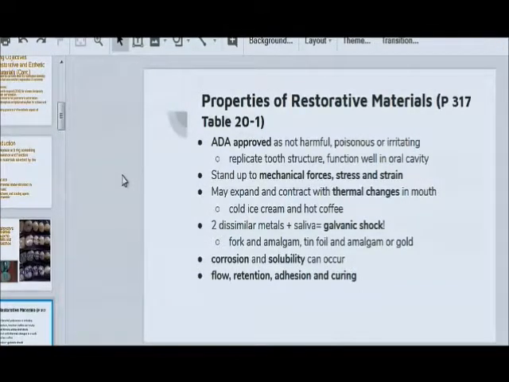They've got to be able to stand up to corrosion, to not be soluble in the mouth. And then there are other things we talk about with flow and retention, which means how well do they stick, how well do they flow into the crevices of the tooth, and how do they set? How can we cure them in the mouth?